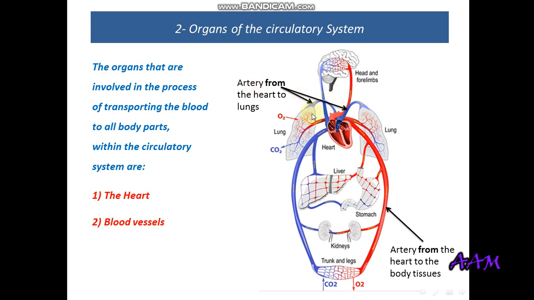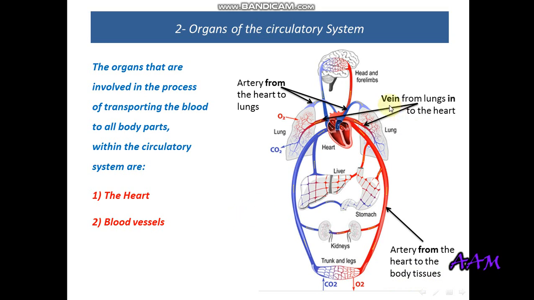So arteries have nothing to do with oxygenated or deoxygenated blood. They have nothing to do with red and blue. No. Arteries always take blood from the heart, okay? So you see here, it takes deoxygenated blood, because it's blue, from the heart into the lungs to be oxygenated. And also when the blood comes back to the heart, the artery takes oxygenated blood to the body. You see that? Artery, from the heart to the body tissues.